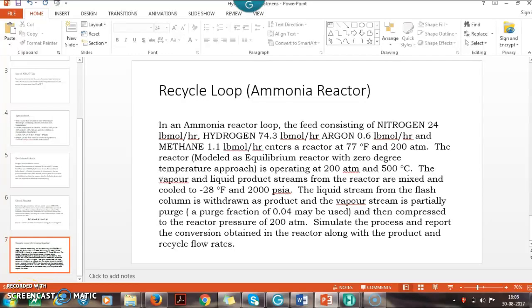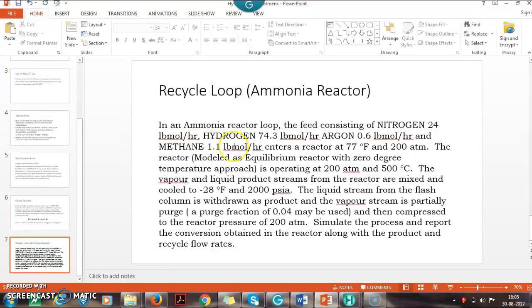Recycling is an important thing in any process flow sheet. Today let us see how to add a recycle tab in HYSYS and how to handle that so that we can converge the flow sheet with recycle.